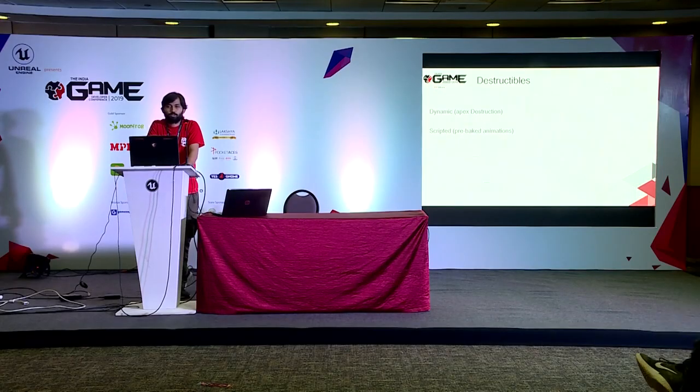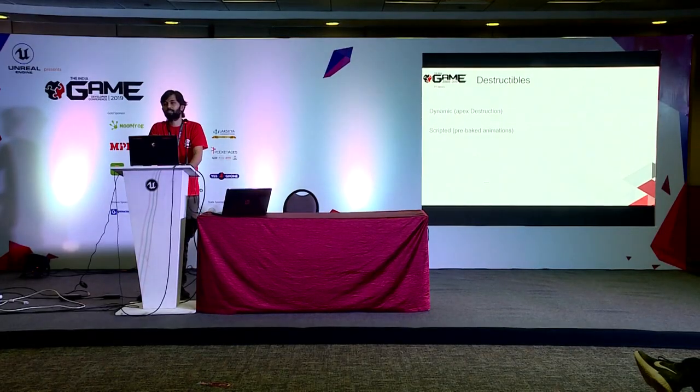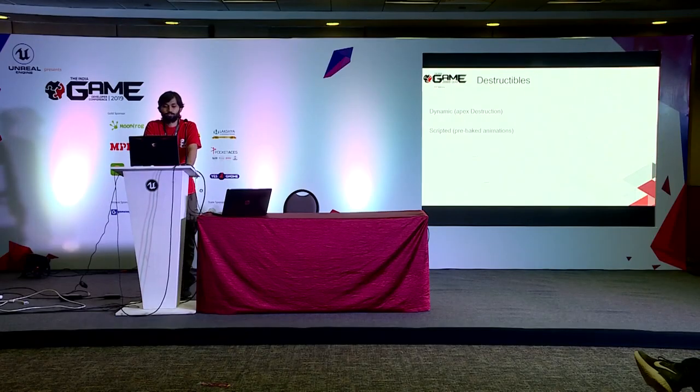So we have two kinds of destructibles in the game. One is the thing that comes out of the box with Unreal, which is the Apex plugin that we use for destruction. And the other one is actually nothing but an animation being played. What you do is make something break down in Max or Maya, then export it as animation, and then you can play it in the level. I'll get to the significance of each and where one is more useful than the other.